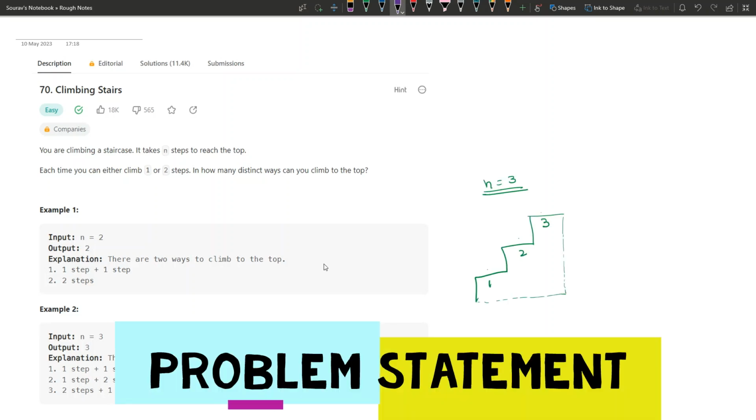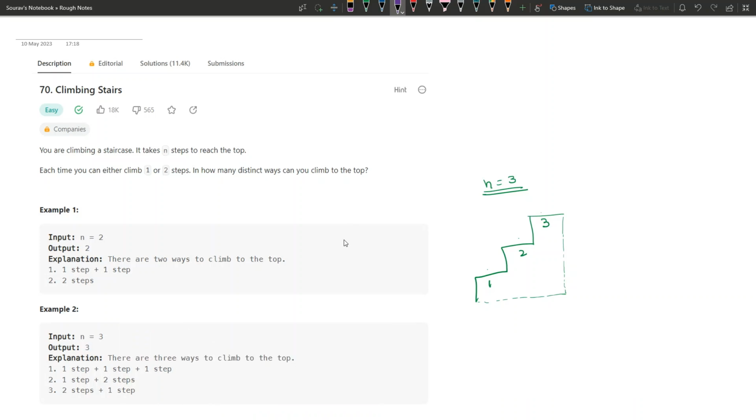Okay, so now let's try to figure out the problem statement. What we are given is an integer n, and that n represents the number of stairs, and we have to figure out the number of distinct ways to reach the top, with one condition: the person can only take one step at a time or two steps at a time. So let's say this is a person Ram who wants to climb to the top of the staircase. What path can he take? He can go to step number 1, then step number 2, and then step number 3.